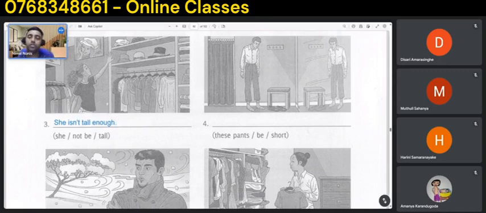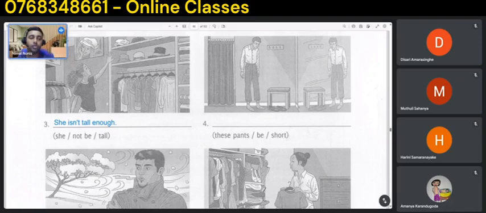No, she isn't tall enough. They have given the be verb, no? So if the be verb is given, we know that we have to use am, is, are. If it is she, definitely the be verb is. So she isn't tall enough. That's the right answer.